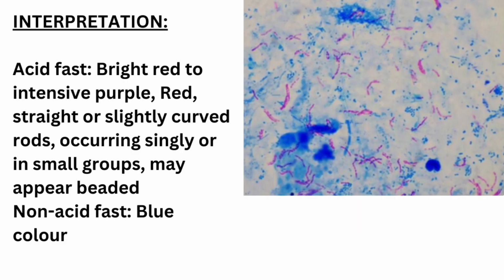Interpretation of results. Acid-fast cells appear bright red to intense purple or red in color. Straight or slightly curved rods occurring singly or in small groups may appear beaded. Non-acid-fast cells appear blue in color.